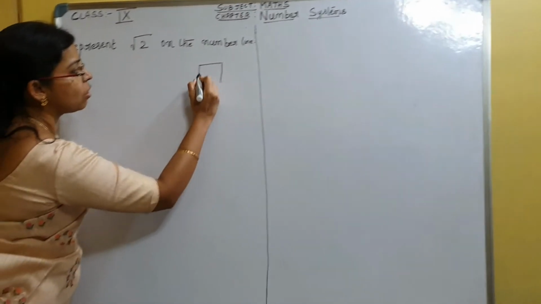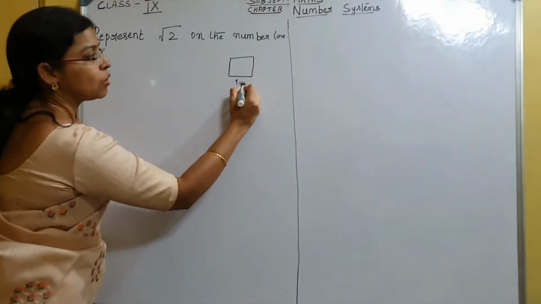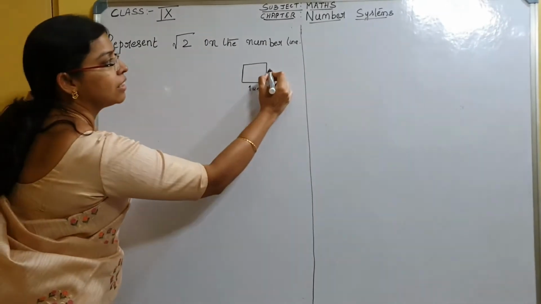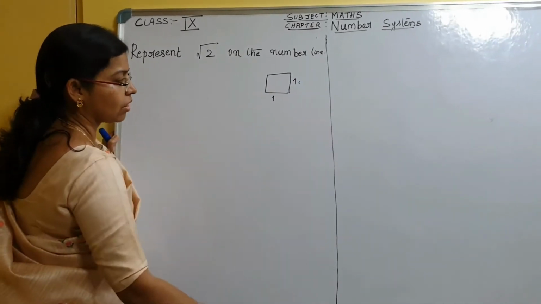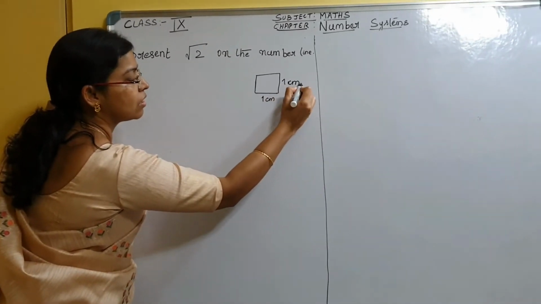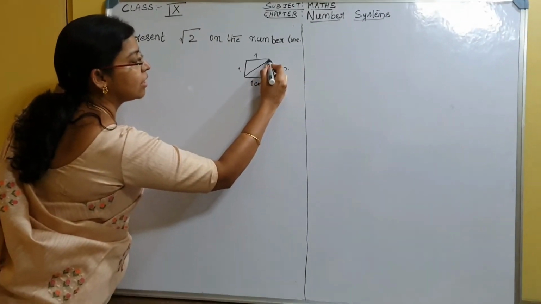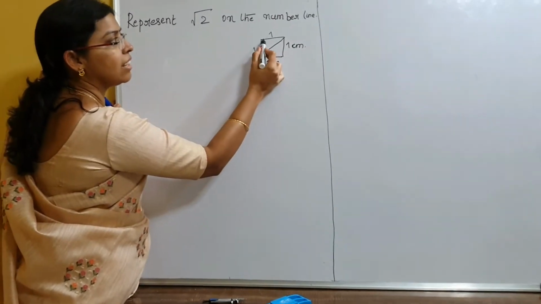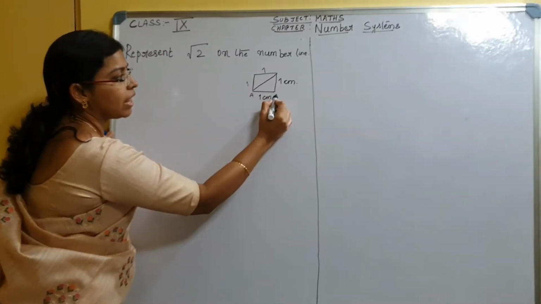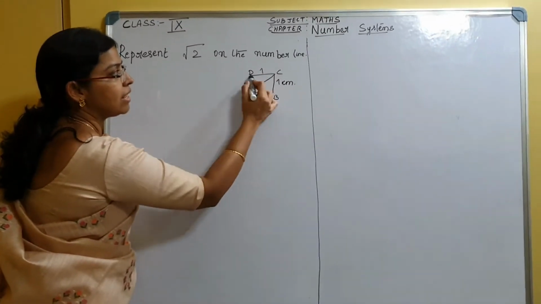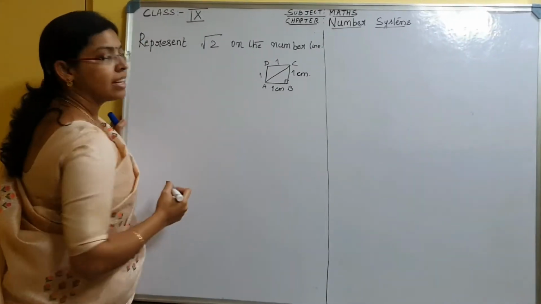Consider a square of unit length. When we say unit length, it is 1 unit. 1 centimeter or 1 meter, 1 unit. Here we will consider it as 1 centimeter. This is a square, so all the sides are equal. Join the diagonal here. So now, what is the angle? In a square, all the angles are 90 degrees. So what about ABC? ABCD is a square. ABC is a right angle triangle because the angle in a square is 90 degrees.